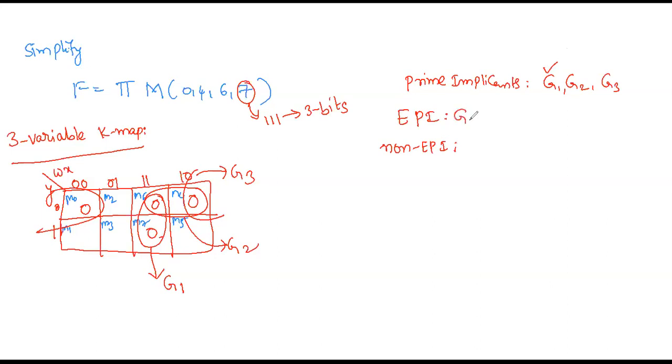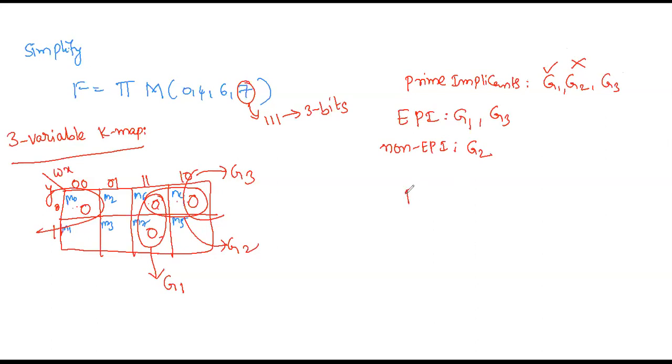G2. It is having 2 max terms, M6 and M4. M6 is covered in G1, M4 is covered in G3. So it is not an essential prime implicant. It is a non-essential prime implicant. Next G3. Here M0 is not covered with any other group, so it is an essential prime implicant G3.